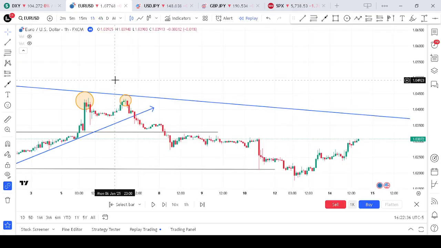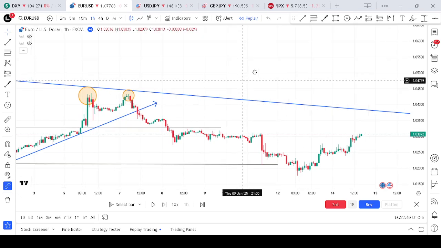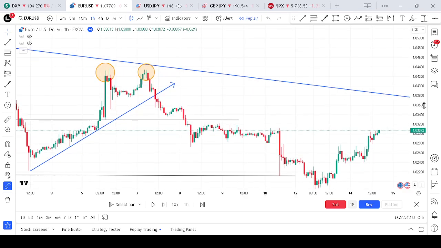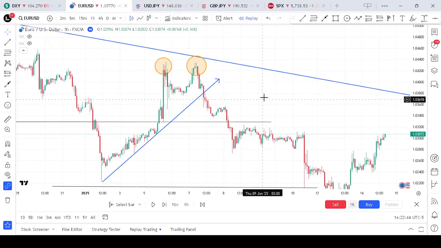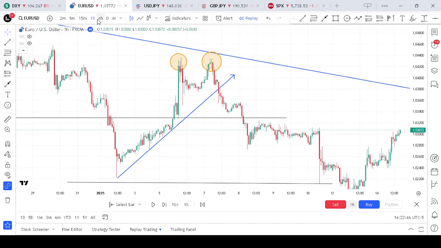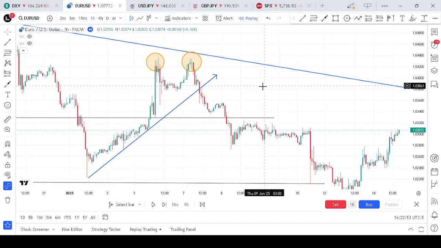Adding more would only lead to confusion and analysis paralysis. So you need to just stick to three. If you are a short-term trader, you can use your 4 hour, your 1 hour, and your 15. You just need three time frames that complement each other.